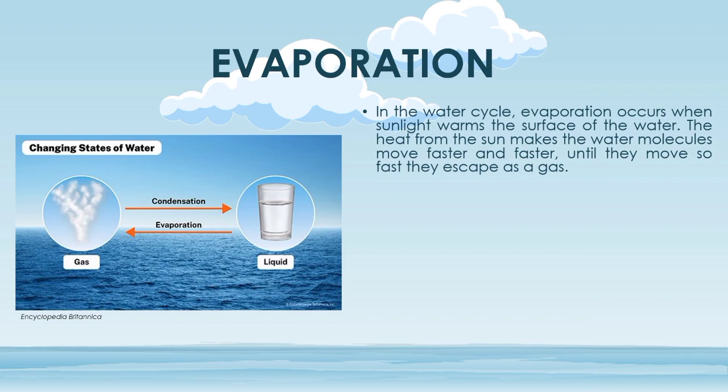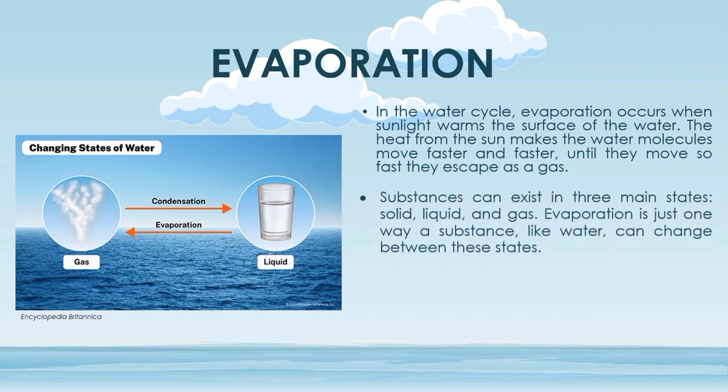This indicates that the liquid's molecules must develop kinetic energy. As a liquid gains kinetic energy, its molecules spread out and vibrate more quickly. The outcome is a change in the liquid's state of matter, turning it into a gas. Substances can exist in three main states: solid, liquid, and gas. Evaporation is just one way a substance, like water, can change between these states.